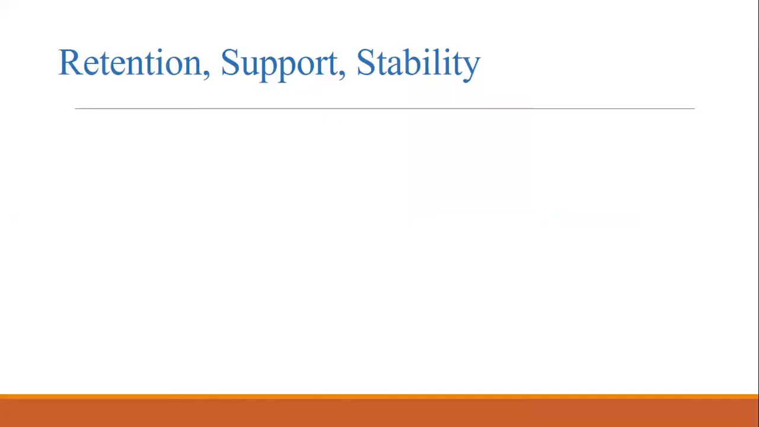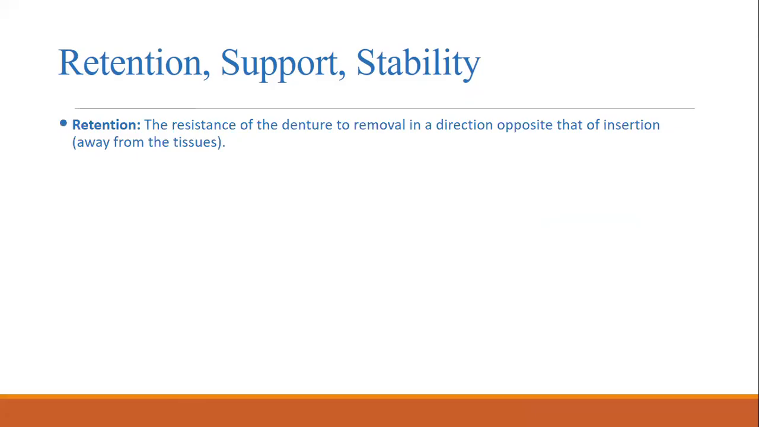شوية مراجعة بس للريتنشن والسبورت والستابيليتي اللي إحنا رح نعتمد عليهم بالنسبة للدنشر تاعنا. Okay, so our denture should be retentive, should support اللي هي occlusal forces, and should be stable. Retention is the resistance of the denture to removal in a direction opposite that of insertion, away from the tissues. So the denture is retentive. The denture won't fall down from the patient or come out of the patient's mouth while in function.